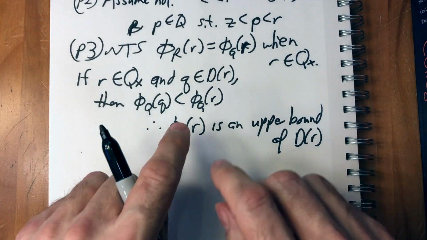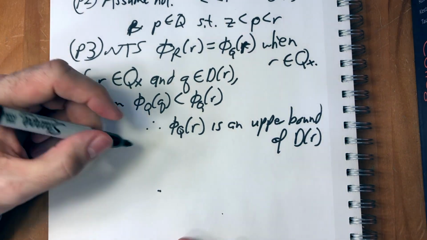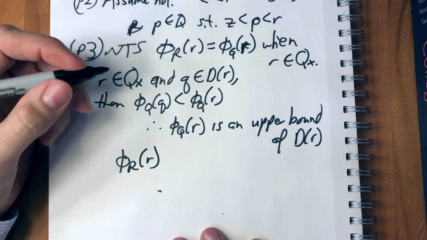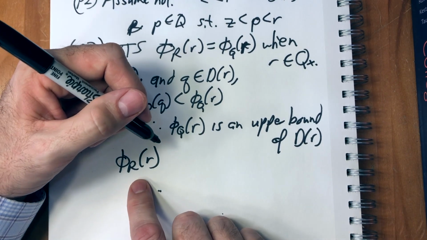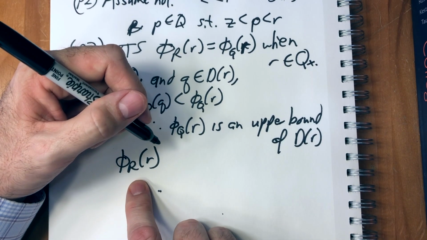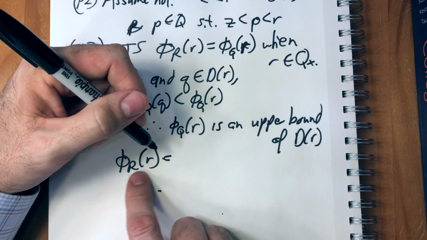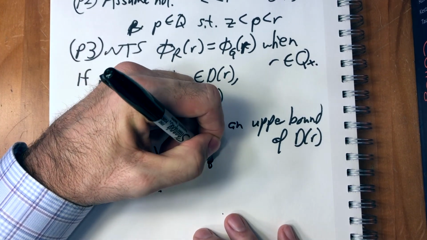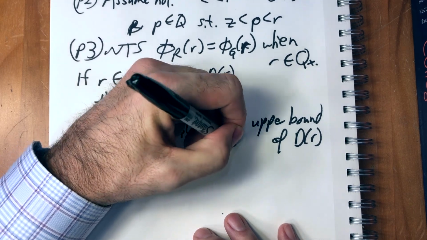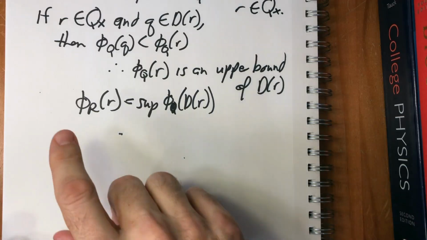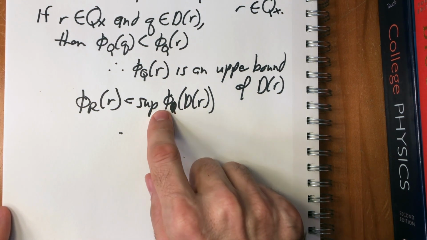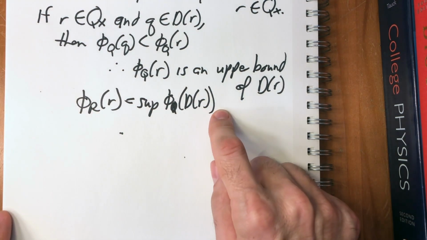So we know that phi_R of R is the least upper bound of phi_Q of dR. That's by definition. That's our definition of this isomorphism, of this map. So we know that phi_R of R is the least upper bound of this set in Y.